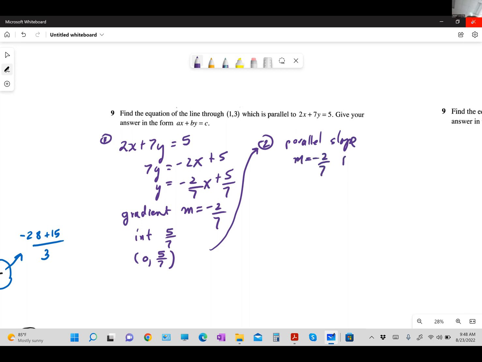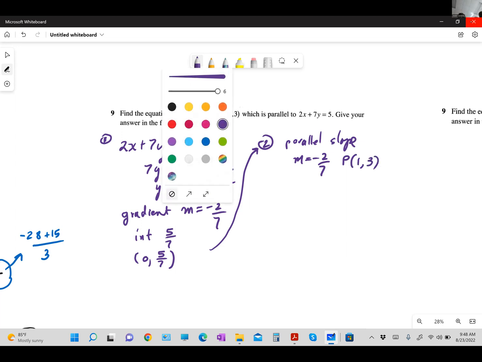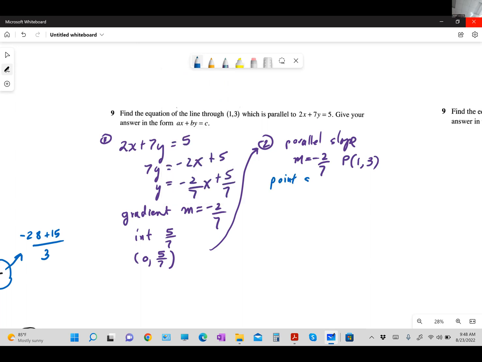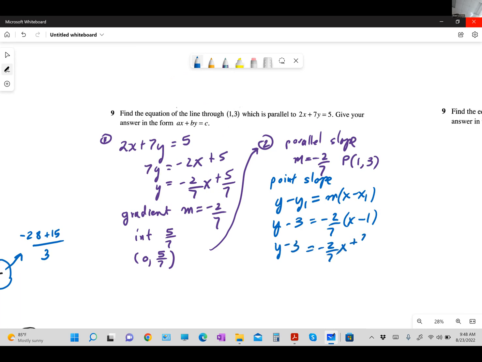And what point are we using? The (1, 3). And then what's the form that we're going to use? It's called the point slope form. It's y minus y1 equals m times x minus x1. So y minus 3 equals -2/7 times (x minus 1). And so we have y minus 3 equals -2/7 x plus 2/7.